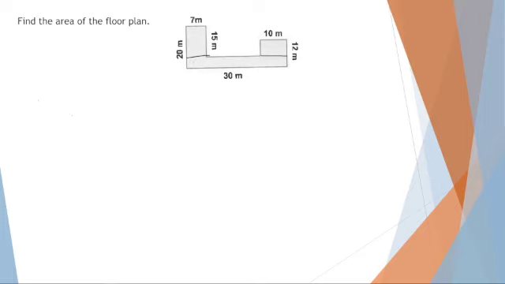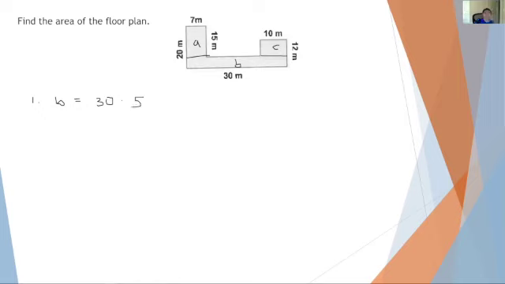Yeah, so there are 3 rectangles here, and so for the bottom, it's 30 times something. Gary, you can help me. It's 30 times 5.